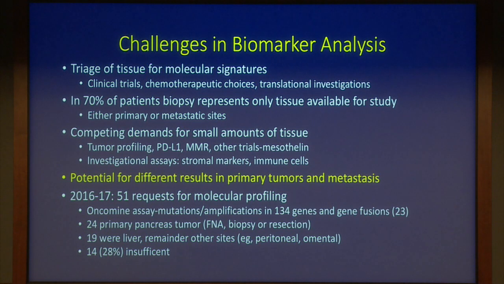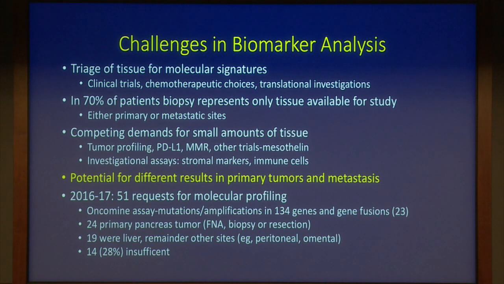The other sort of sticky wicket here that I like to raise is that there's a potential for different results in any of these analyses, or some of these analyses, in the primary tumors compared to the metastatic foci. And that's something that I think we pathologists don't have a handle on, how to deal with that. Are we to test both when we have them? Should we insist on testing both?